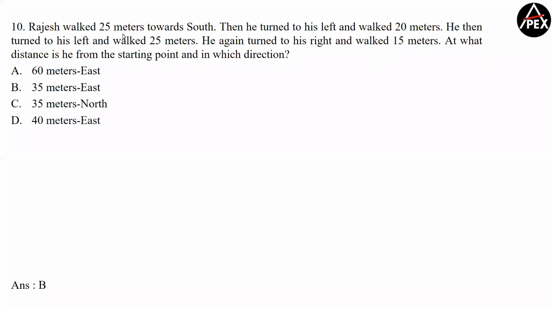Now Rajesh walked 25 meters towards south, turned left and walked 20 meters. He then turned left and walked 25 meters. He again turned right and walked 15 meters. At what distance is he from the starting point and in which direction?